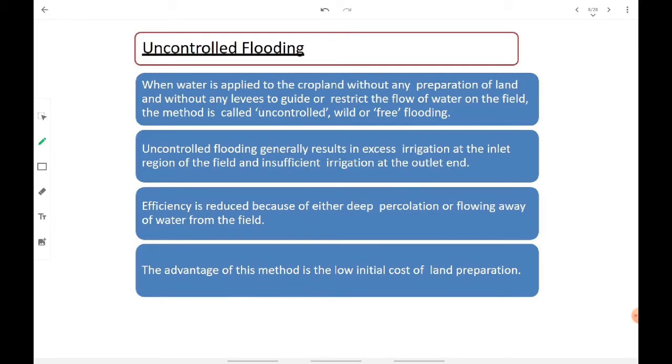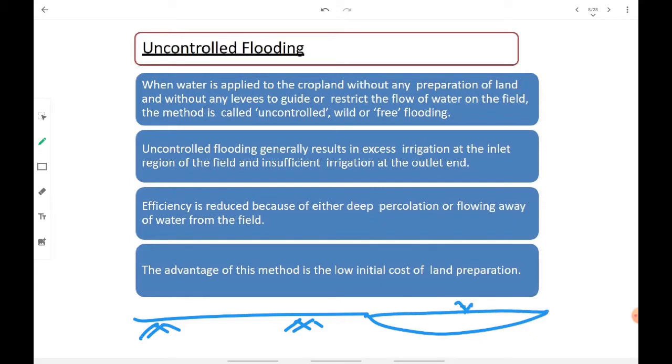See, there are two chances. For example, this is the level of the farm we are talking about, and if in some region a depression is there, water is going to collect in that zone and deep percolation will take place. And if the land is perfectly flat, the water is going to flow away, and it will not percolate below, so the plants will not get the benefit of the irrigated water. This is the problem with uncontrolled flooding.